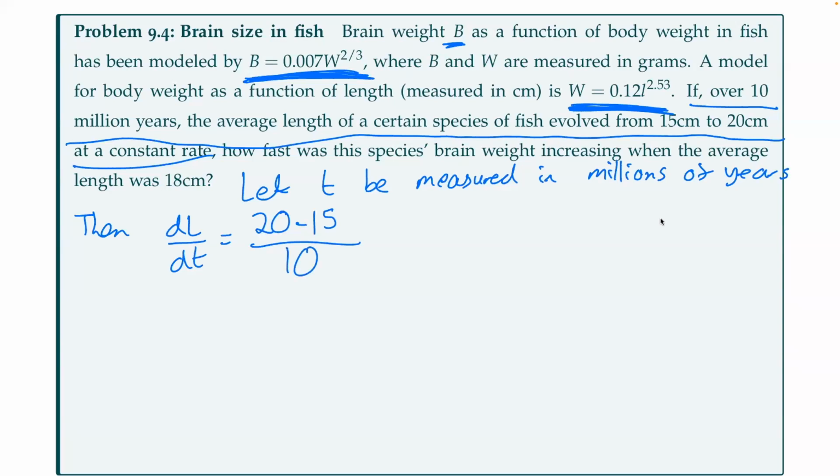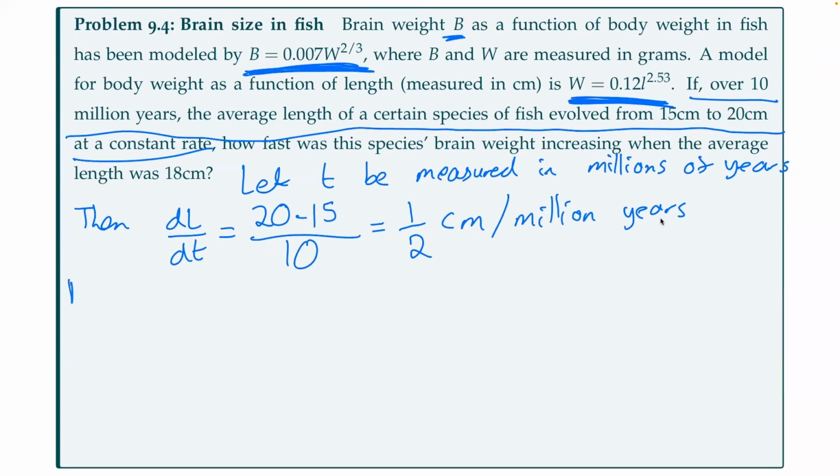Now, the reason this isn't an approximation like we had above is because we're told that it's a constant rate. If it wasn't a constant rate, if I just had the start and end point, it would have to be an approximation. But if we're told that it's a constant rate, then we know that this is changing gradually over time. Okay, so this works out to be 0.5 centimeters per what? Per million years. This is the rate of change of length.